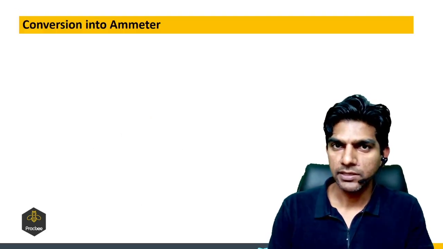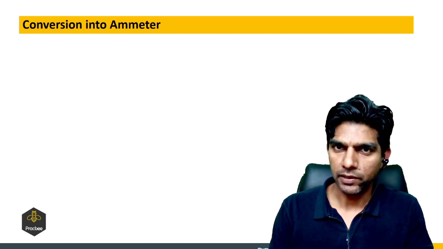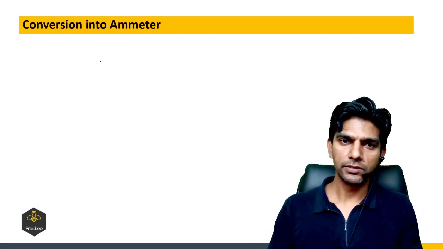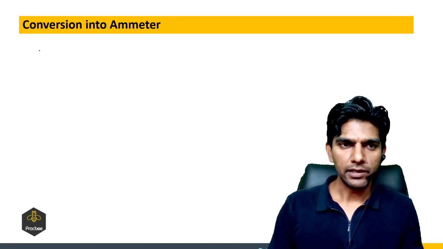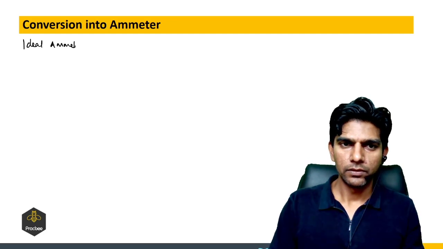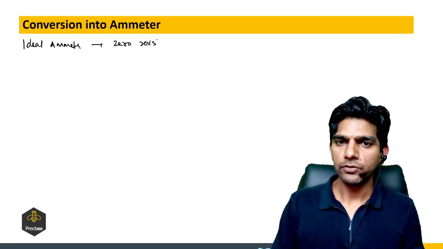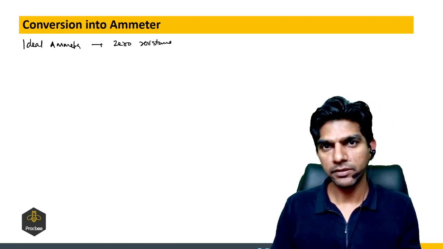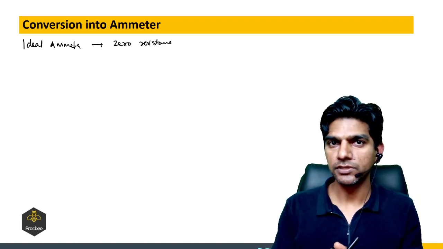Right. So now let's see how we can convert a galvanometer into an ammeter and voltmeter. Let us see how we can convert this into an ammeter. Now an ideal ammeter has zero resistance. Why does it have zero resistance? Because it is connected in series. If it has some substantial resistance, then it will alter the resistance of the circuit.